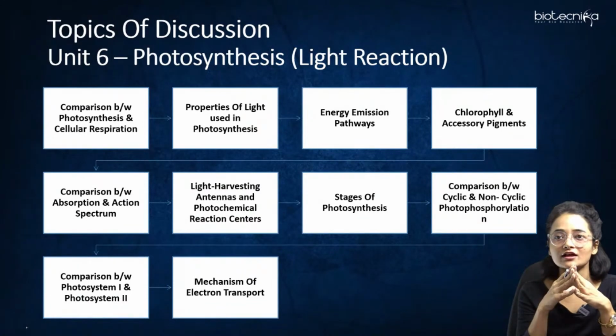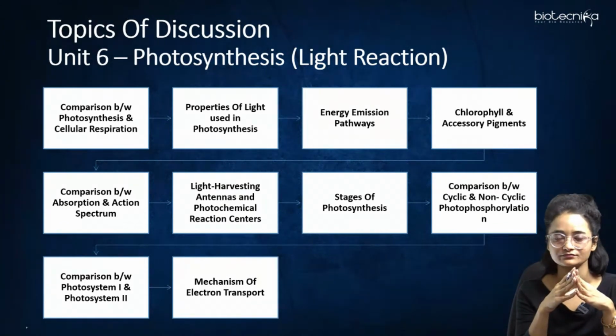Then we'll be covering the chlorophyll. We'll be knowing the difference between the chlorophyll and the accessory pigments. What are their roles? Then we'll be doing the comparison between the absorption and the action spectrum. What do they actually signify? And then we'll be knowing about the light harvesting antennas and photochemical reaction centers.